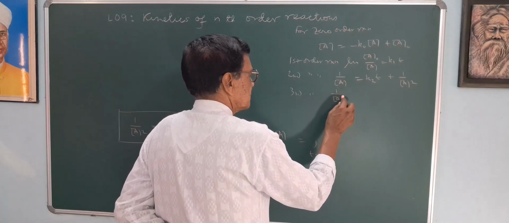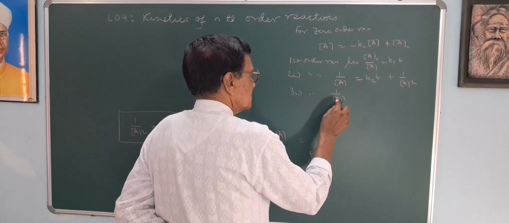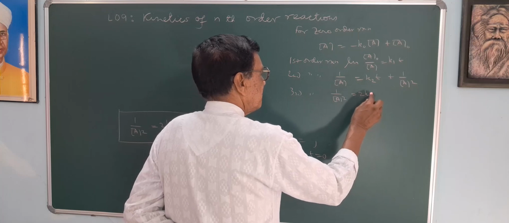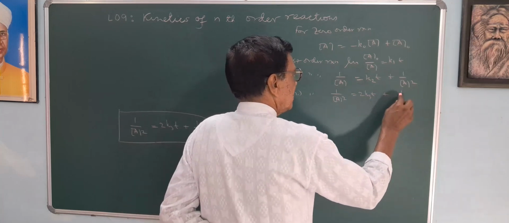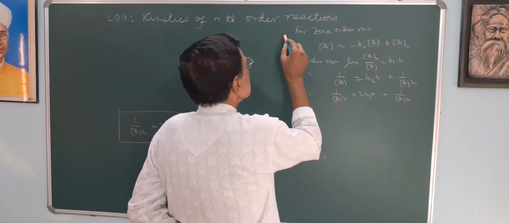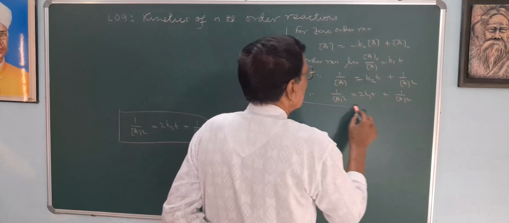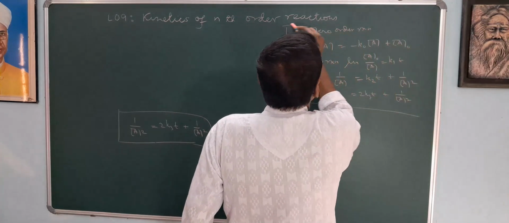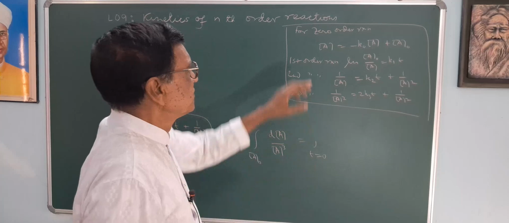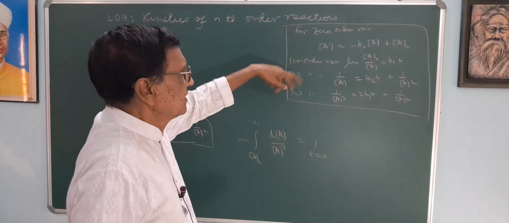equal to twice K3 t plus 1 by [A0] squared. So these are all the integrated rate equations for zero order, first order, second order and third order.